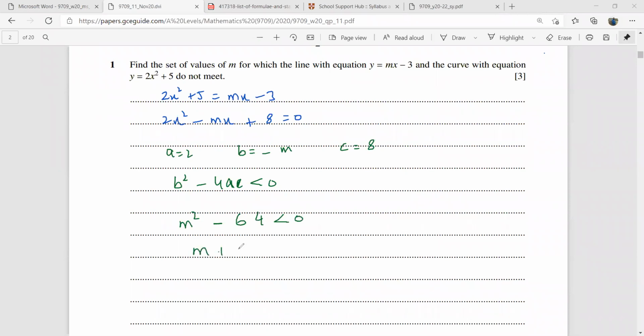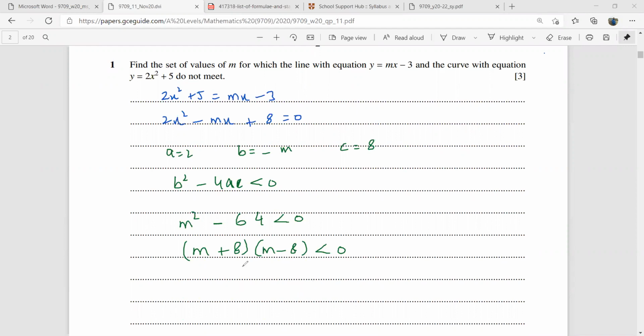So you have m plus 8 into m minus 8 is less than 0. Do not write like this, this m plus 8 is less than 0, this m minus 8 is less than 0. You might lose a mark if you do that. You can do that only in case of an equation, okay?